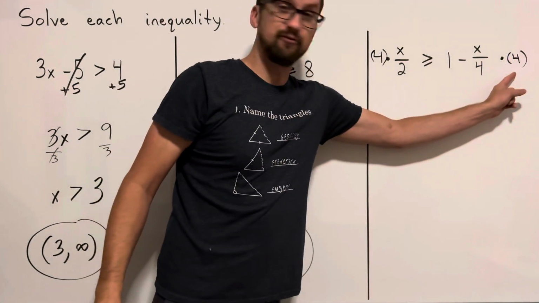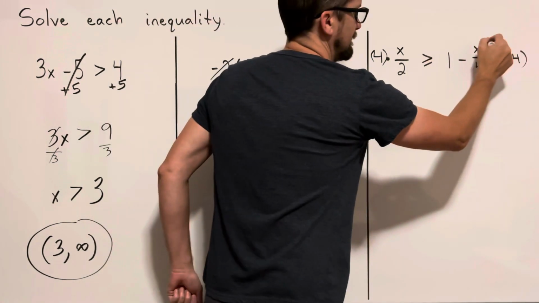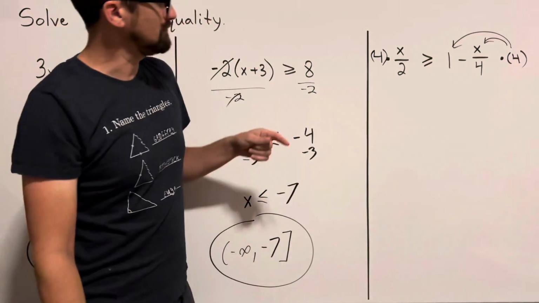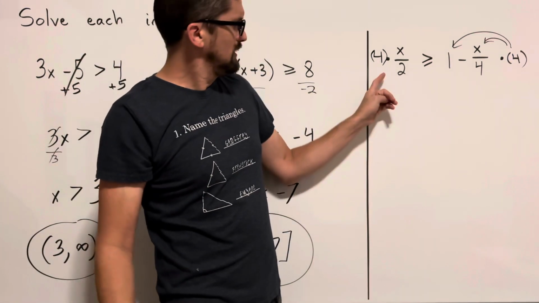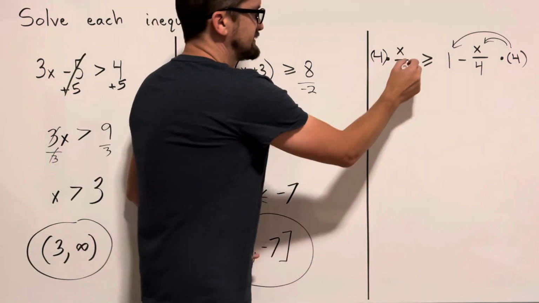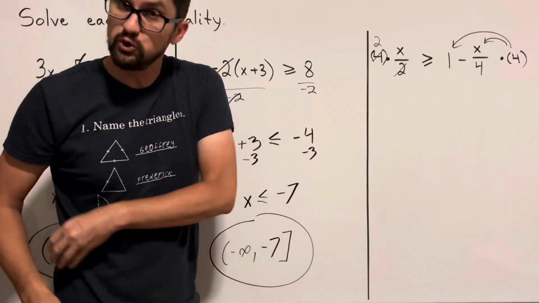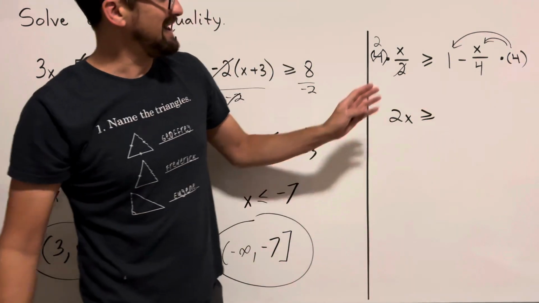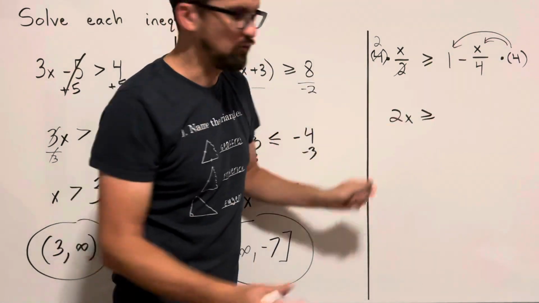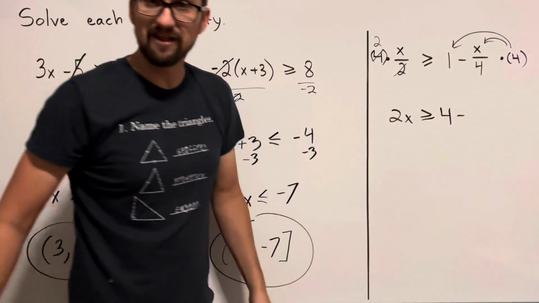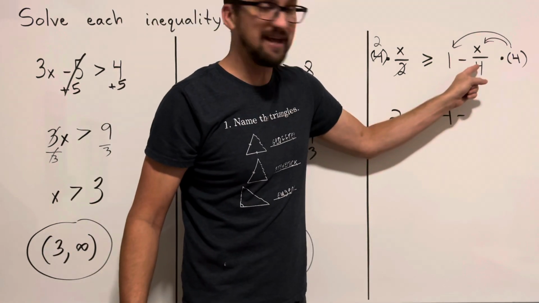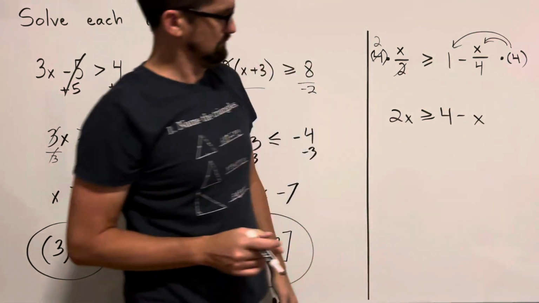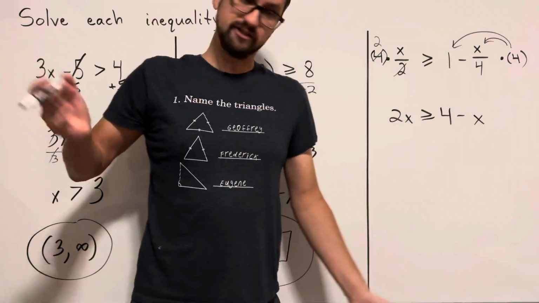On the right-hand side, the 4 will distribute to both the 1 and the x over 4. All right, so we multiply both sides by 4. 2 goes into 4 twice. So we're just going to be left with 2 times x on the left-hand side. On the right-hand side, we have 4 times 1, which is 4. We can bring down the minus sign. And then 4 times x over 4, the 4's cancel, so you're just left with x. So on the right-hand side, we have 4 minus x.